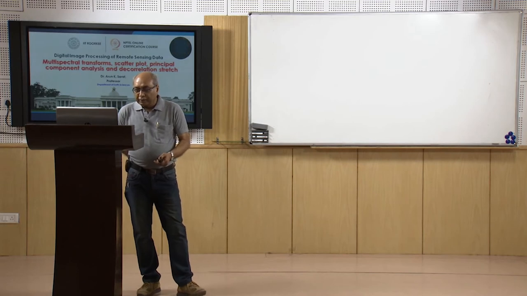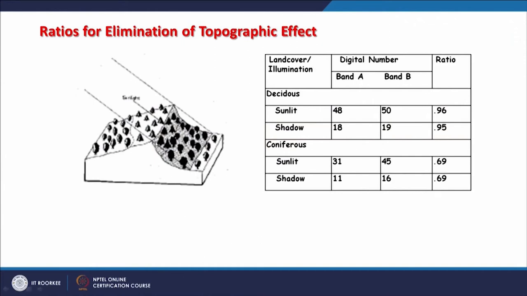Here is an example, where one side of the slope is illuminated, on the left side, whereas the right side of the slope is in dark, and therefore the digital numbers of different features differ. For the slope, band A might have a pixel value of 48, in case of band B 50, but when we create a ratio it becomes 0.96. Of course the pixel value in the ratio image has to be an integer value, so it is rescaled later on to integer.